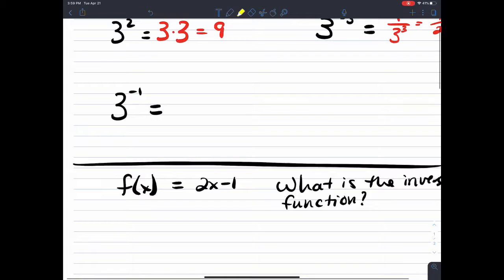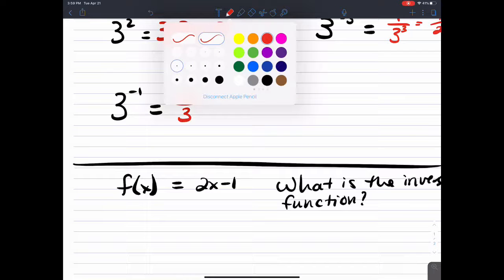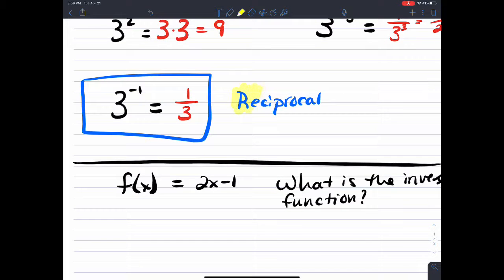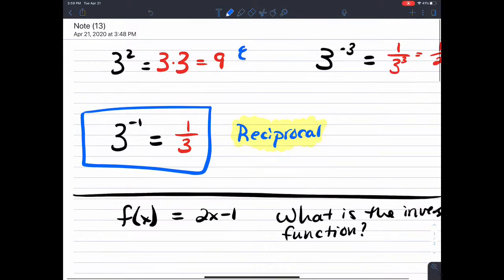And then the most important one right now is this. 3 to the negative first power is 1 over 3. And with this special exponent, we've developed a word called the reciprocal. I'm making sure to emphasize that because it's an important word, the reciprocal, right? So we have some examples of exponents, and then a specific example that we call the reciprocal.